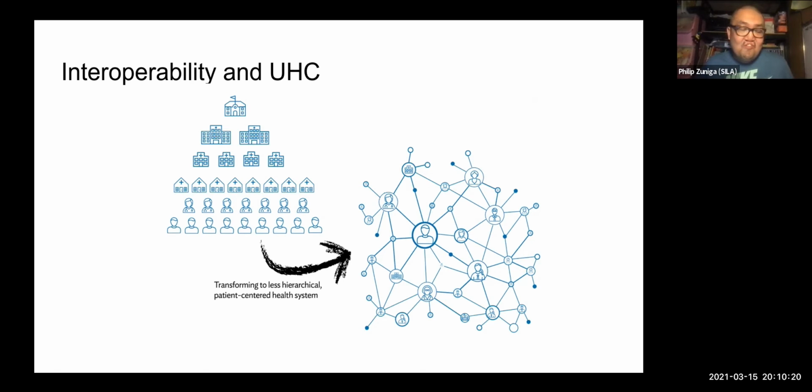So from what we are seeing, especially right now, countries all over the region are looking at UHC, and one ingredient that is very important for them to attain UHC is interoperability of their digital health systems. So maybe the question now is how do we attain interoperability?